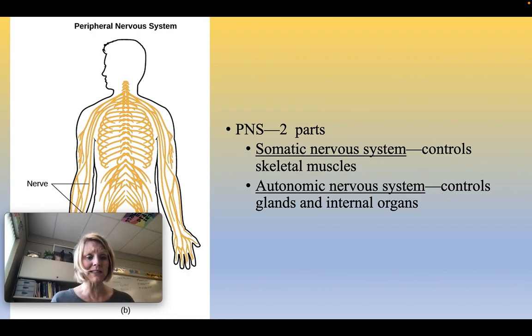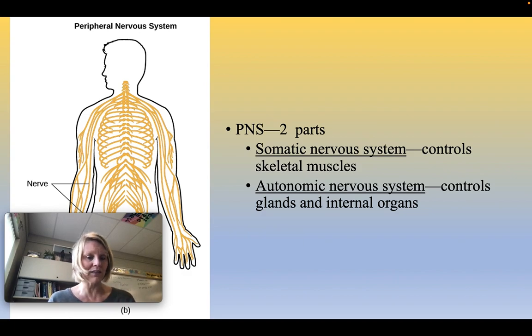The somatic nervous system, think about the word soma. Remember when we talked about soma, it means body? The somatic nervous system is like this voluntary part of our peripheral nervous system. It's the part that we can control.